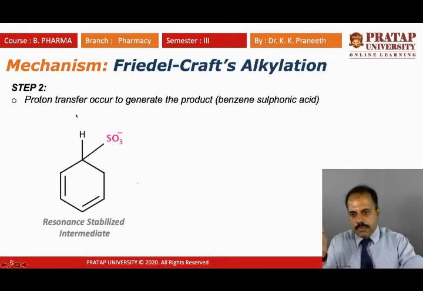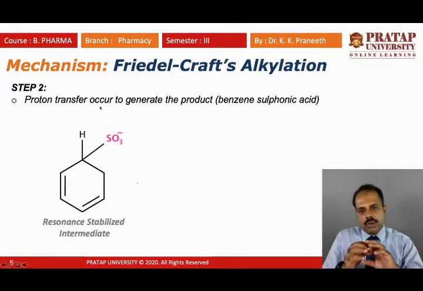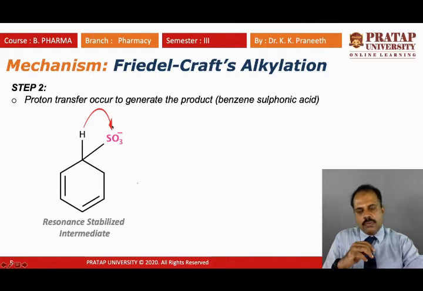Okay, so what happens here is, in the second step, proton transfer occurs. So the proton is transferred from here. This is a proton, right? The proton is transferred from here to the SO3 minus. So there is a minus charge here in the SO3. So this proton gets transferred. This is shown using this red arrow. Okay, so this proton is transferred here.